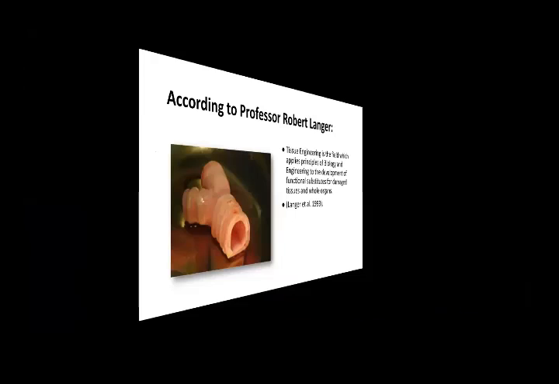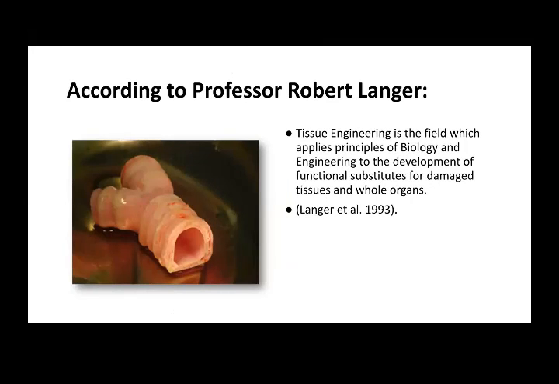Definition of tissue engineering. There's a quite famous professor, Professor Robert Langer, and his say in this matter matters because he's one of the leading entrepreneurs in the field of tissue engineering or biomedical engineering. And he's currently, I believe, still a professor at MIT and Harvard. According to him, tissue engineering is a field which applies principles of biology and engineering to the development of functional substitutes for damaged tissues and whole organs. It's a sort of replacement or substitution of damaged tissues and whole organs that we construct using our biomedical engineering knowledge.